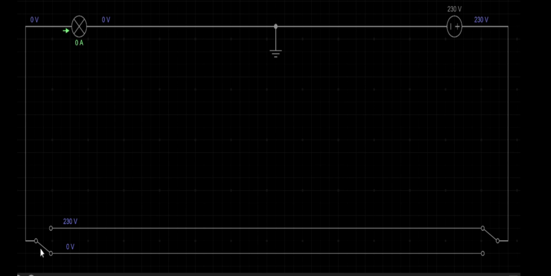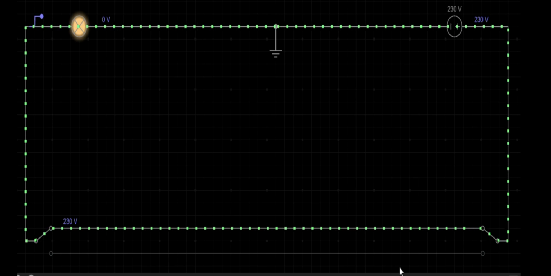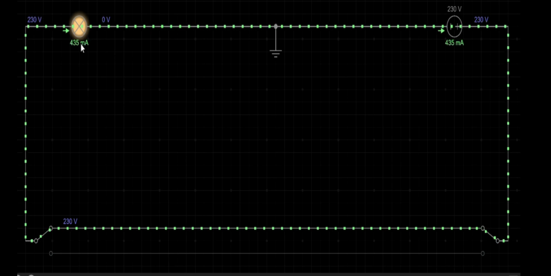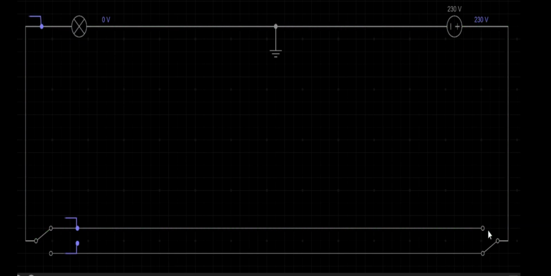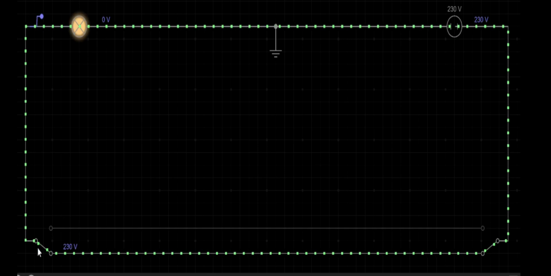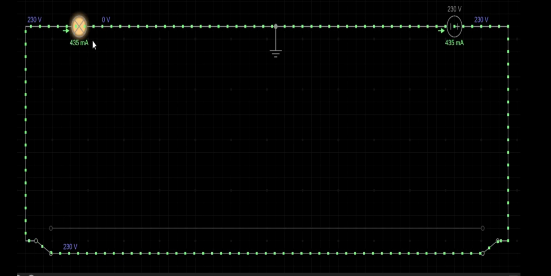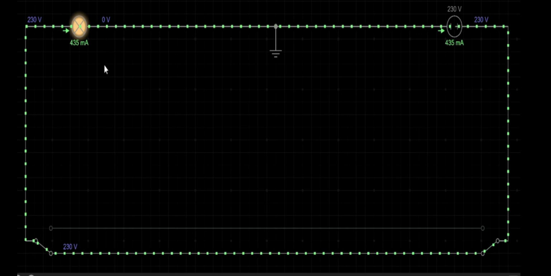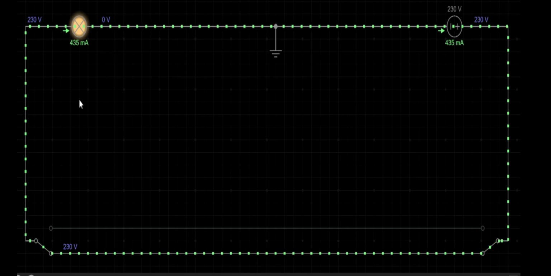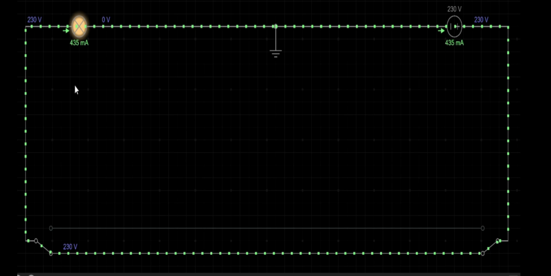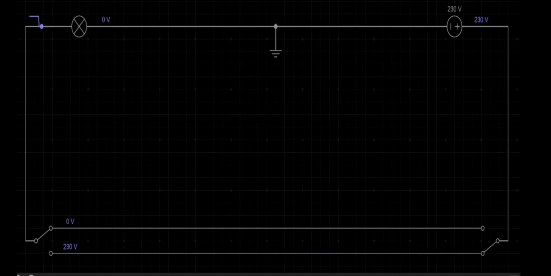When both switches are in opposite positions, the bulb is off. But if the switches are in the same position, the bulb will be on. Toggle this switch to see the results. The bulb is off, and place this switch in the off position. Again the bulb is on. So when both switches are in the same position, the bulb will be on, and when both of these are in opposite positions, the bulb will be off.